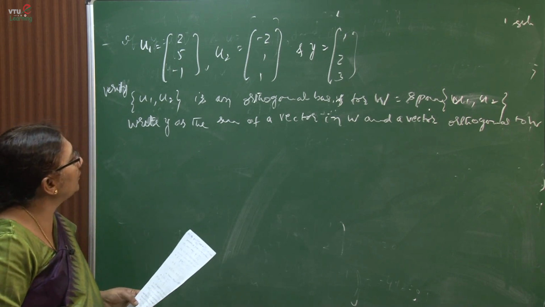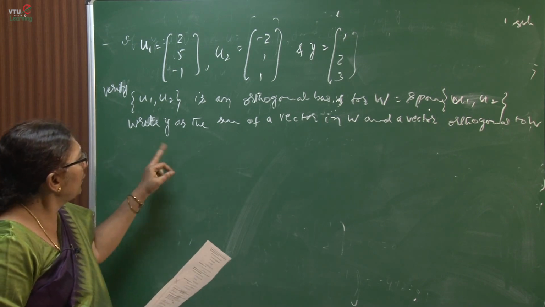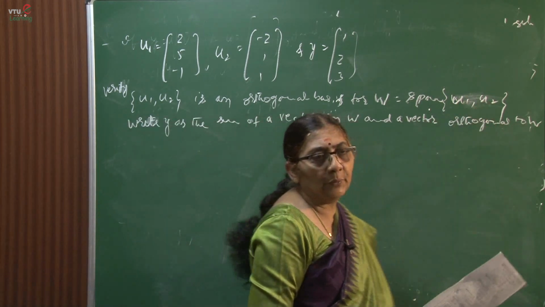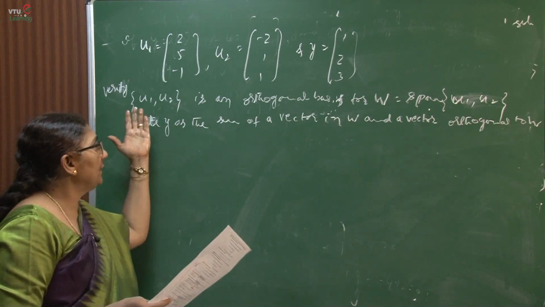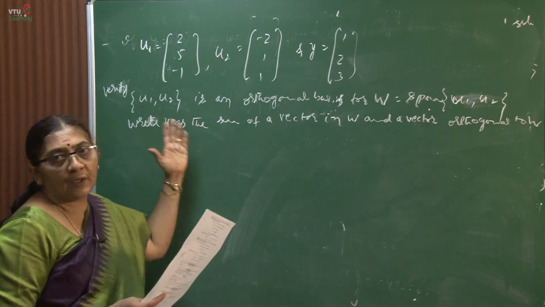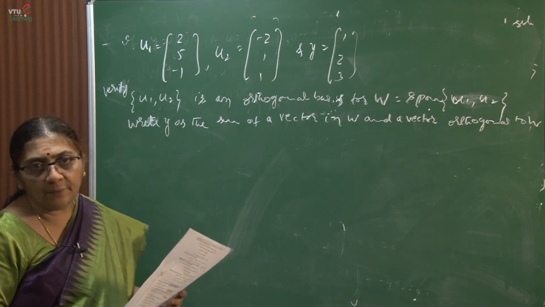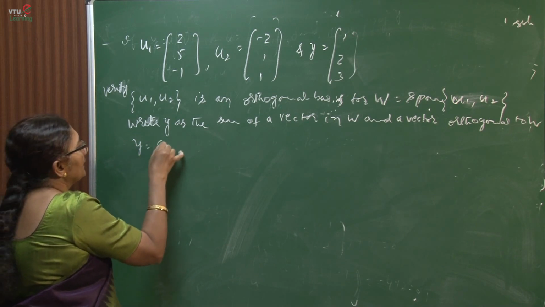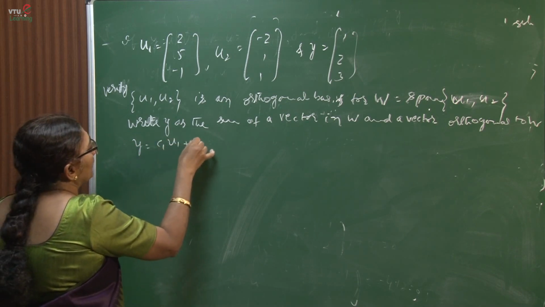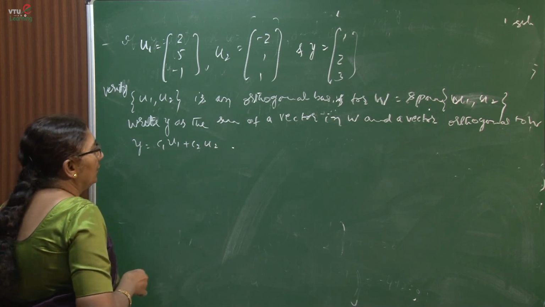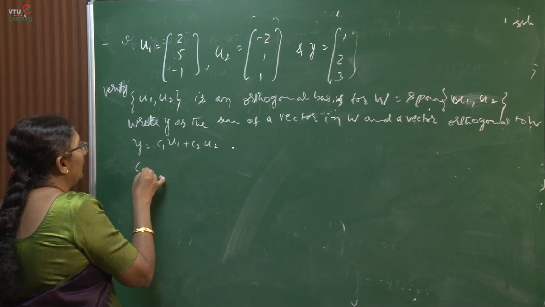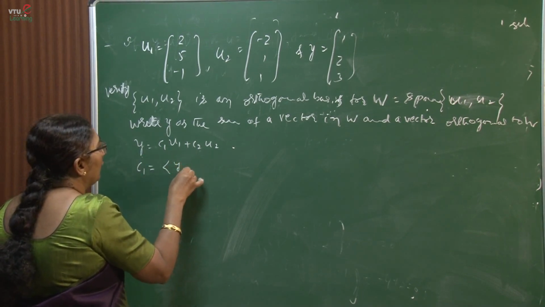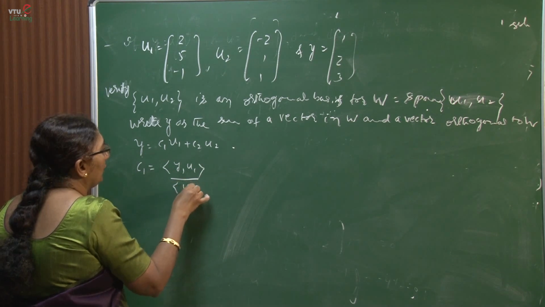Next, I want to find out, actually, write Y as the sum of the vectors in W. What are the vectors in W? U1 and U2. But you already know that U1 and U2 set is a non-zero orthogonal set of vectors that forms an orthogonal basis. Whenever this is an orthogonal basis, how to express? Y can be written as C1 U1 plus C2 U2. Now, I want to find out C1 value. How to find out C1 value? What's the formula? C1 is nothing but inner product of Y comma U1 divided by inner product of U1 comma U1.